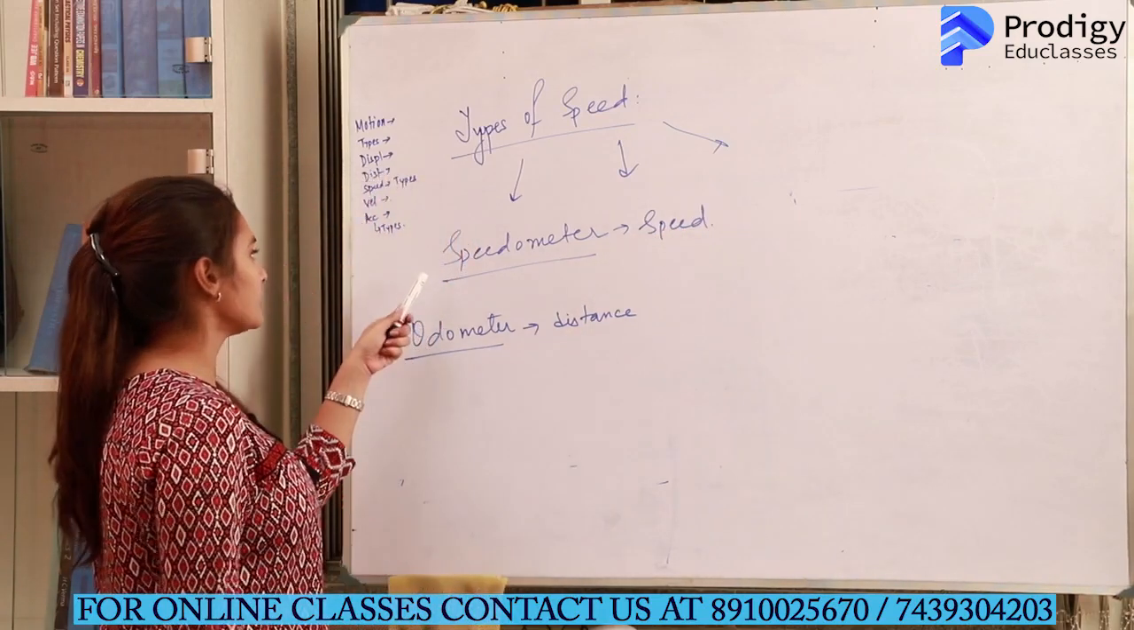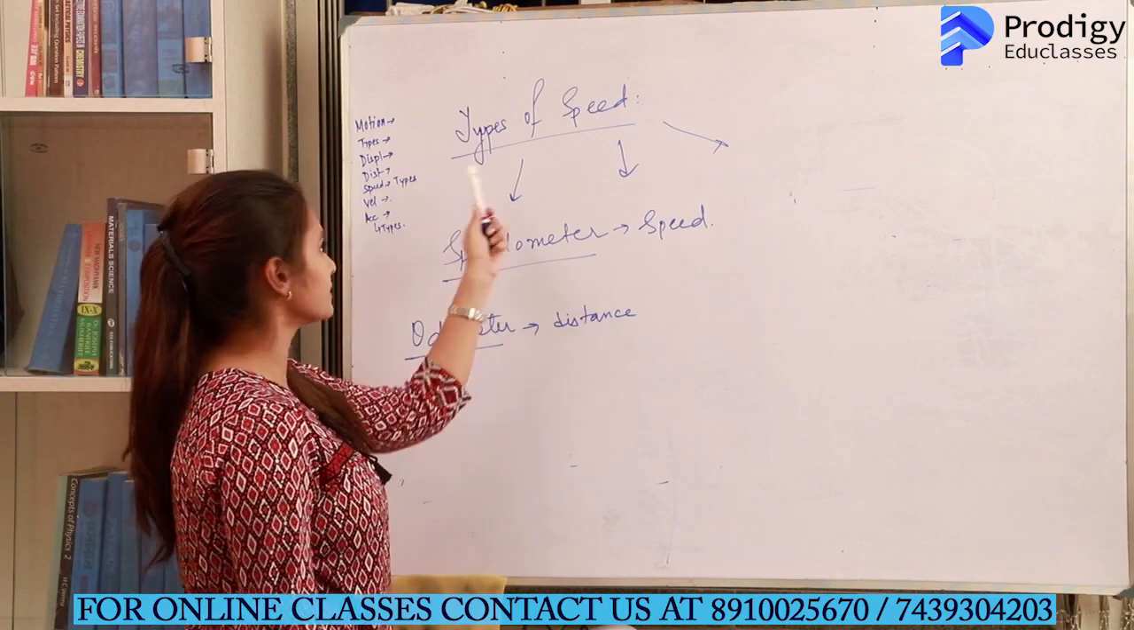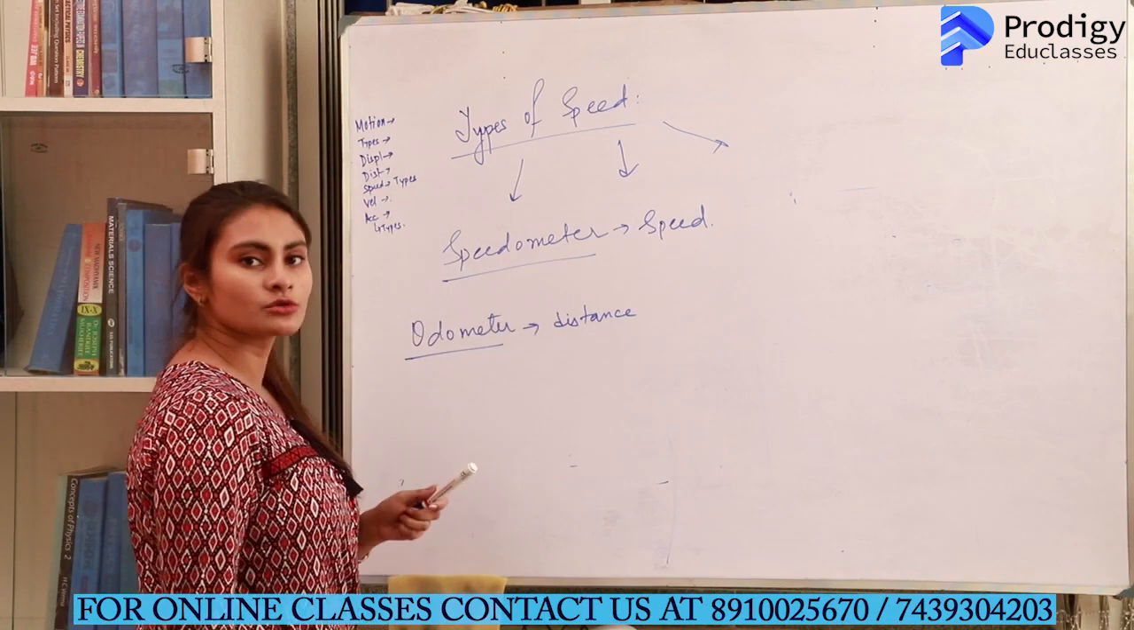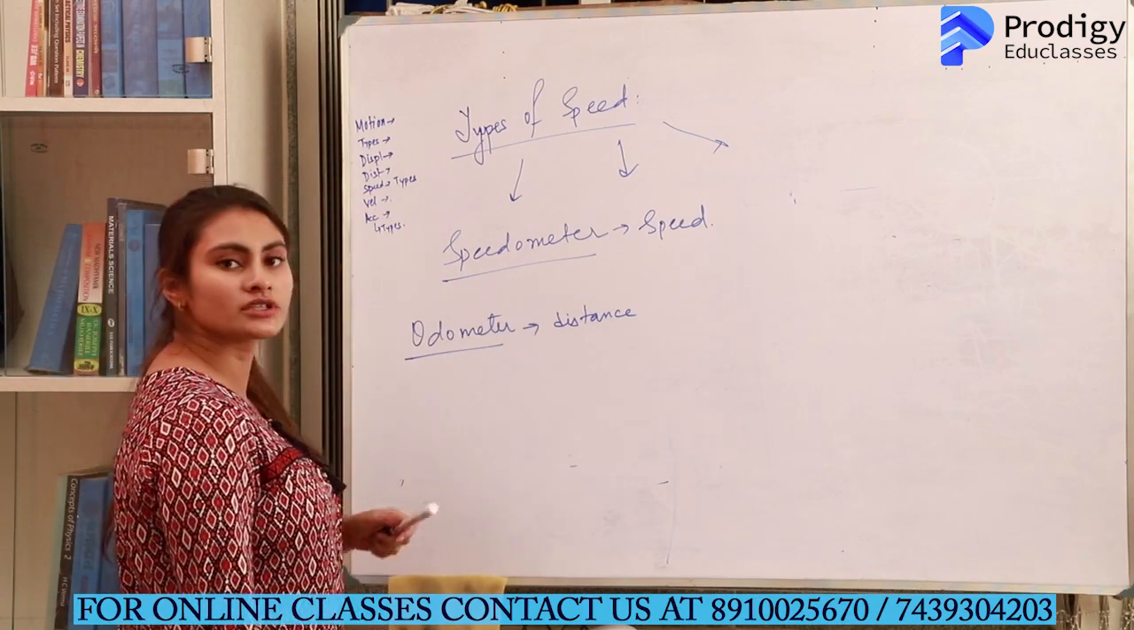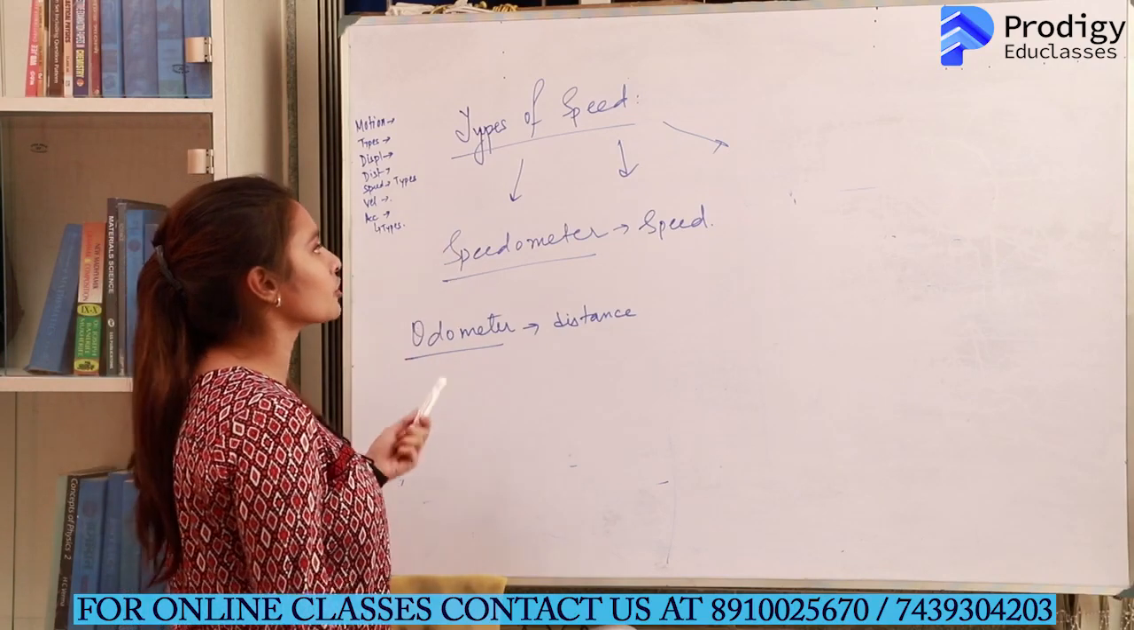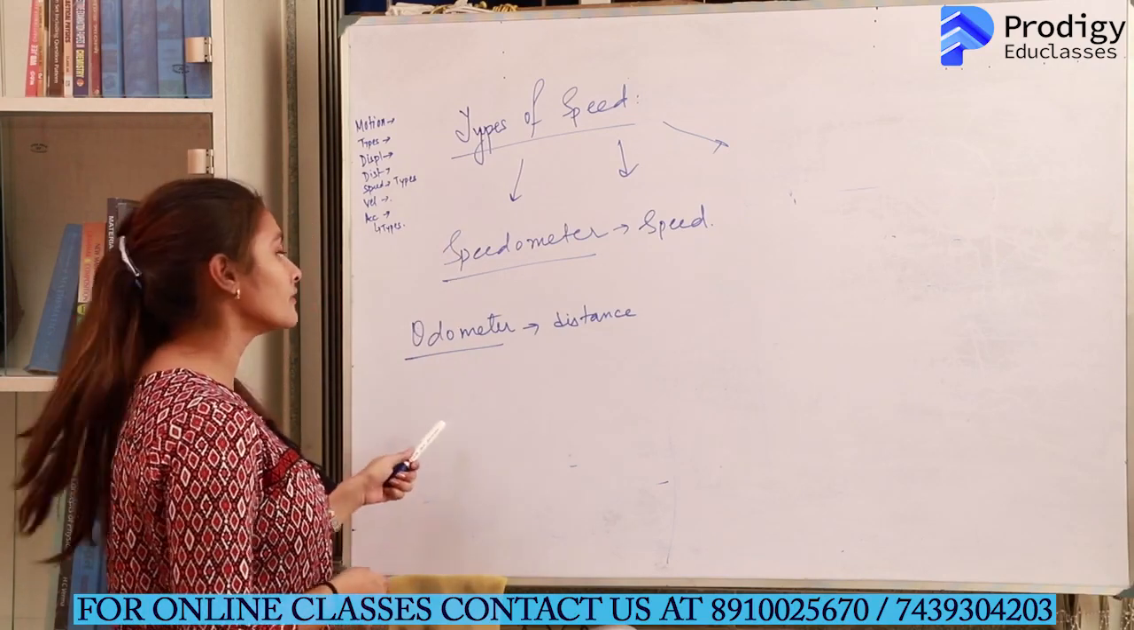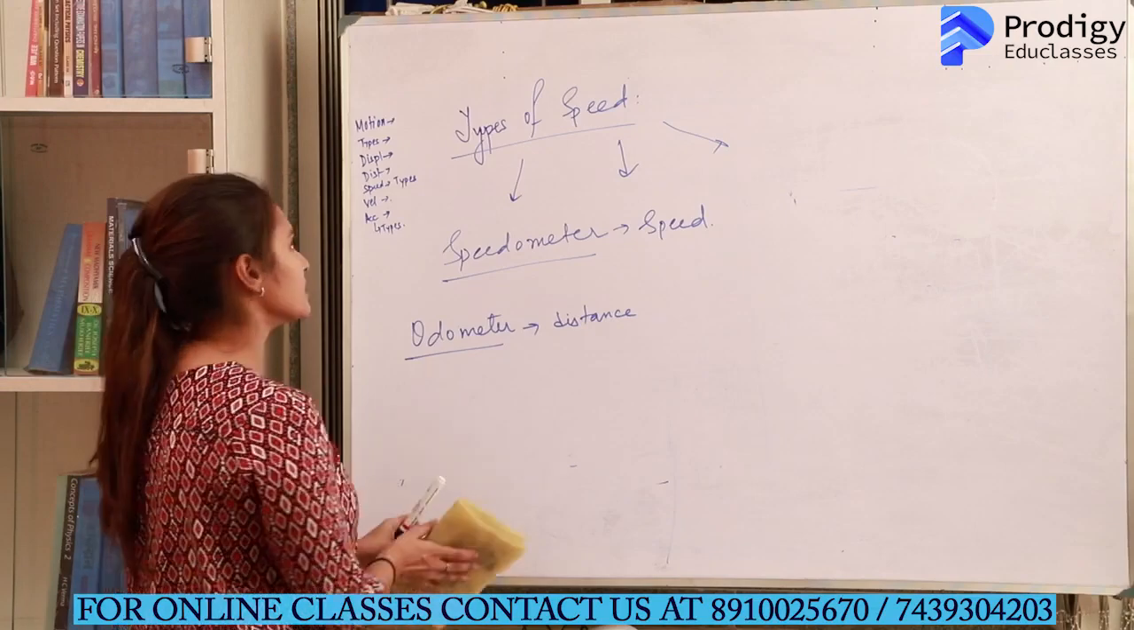Okay. So till now we have come across certain terms. The first one was motion, the second one was types of motion, then we came across distance, displacement, and we also went into depth of speed and velocity.